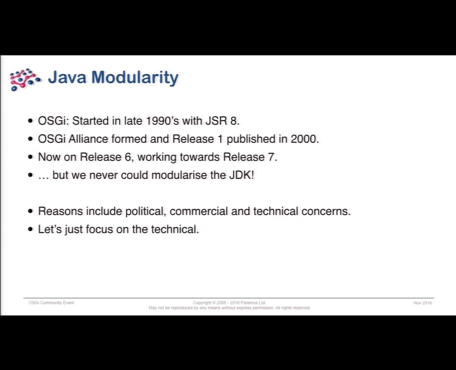But we were never able to modularize the JDK itself with OSGi. So we could never really do anything about those increasing download sizes of the JDK and its memory footprint. And there's various reasons for that. Now, some of those reasons were political and commercial, to do with some of the relationships between the different community members within Java. But I'm not really going to be talking about politics and commerce here. I'm going to be talking about the technical reasons why this has happened.